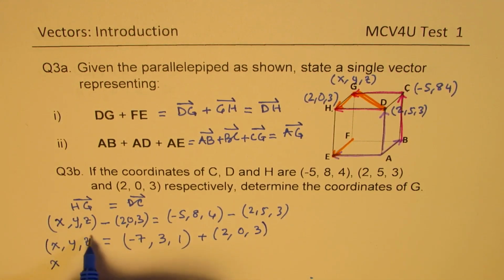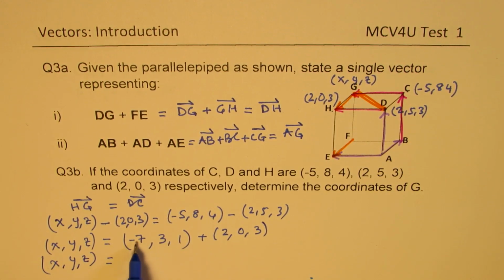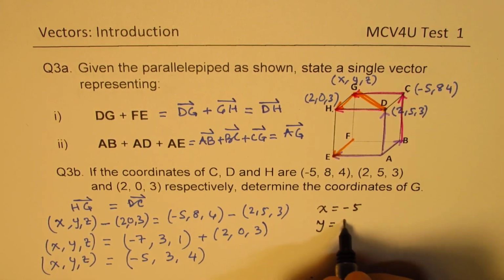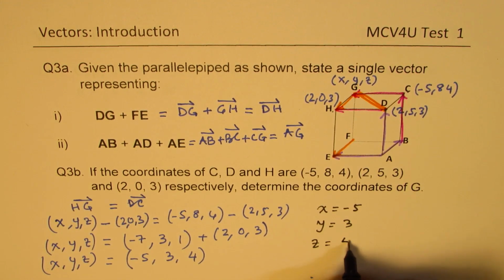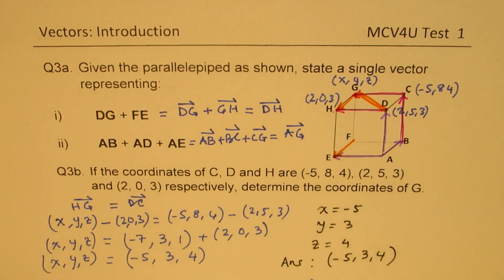So we have the vector x, y, z, this is a position vector, is equal to minus 7 plus 2, which is minus 5. 3 plus 0 is 3. 1 plus 3 is 4. Right. So from here, we get the values. So we get x coordinate is minus 5, y is 3, and z is 4, correct? So our answer, as shown here, is minus 5, 3, 4, correct? So that becomes the solution.